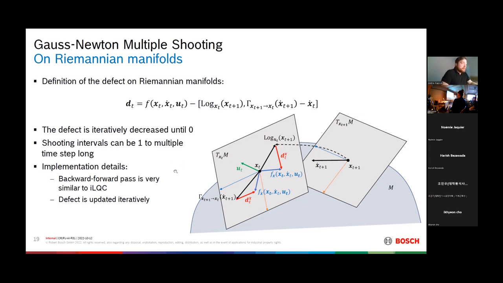What I wanted to highlight here, again, is that I won't show the exact solution due to time constraints, but the main message is that you have to decide at which tangent space you execute your computation, and make sure to parallel transport whatever needs to be parallel transported.